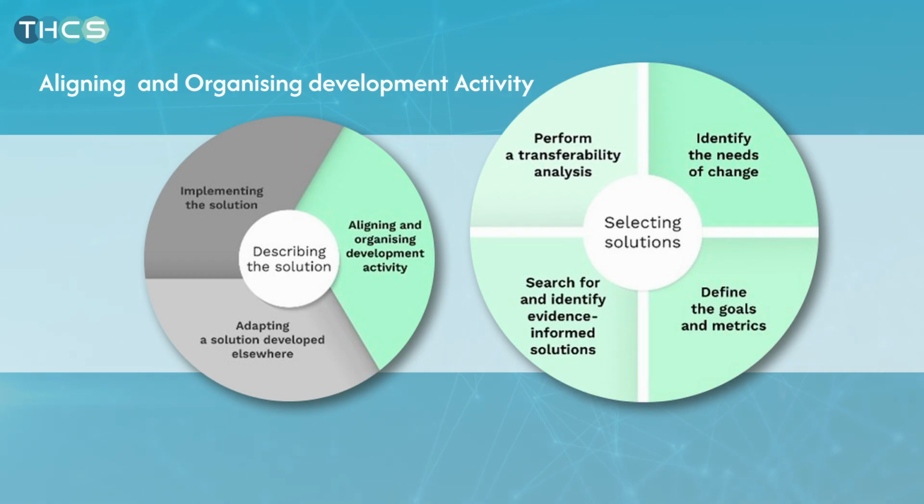Once you know what you want to achieve, search for existing solutions that are already evidence-informed. It's likely that someone else has faced a similar challenge before. By looking for solutions in databases, reviews, or the THCS Knowledge Hub, you can save time and benefit from others' experience. But before you move forward, perform a transferability analysis. This helps you assess whether the solution you found can realistically be applied in your own system, and whether similar outcomes can be achieved as in the original development environment.